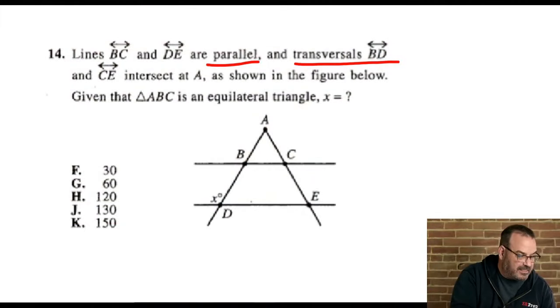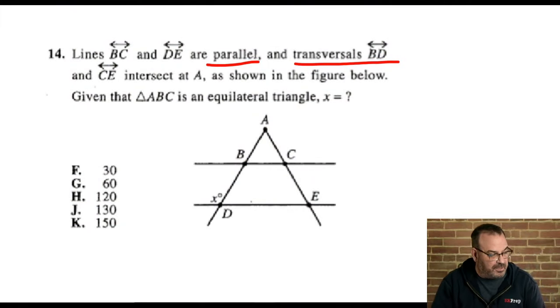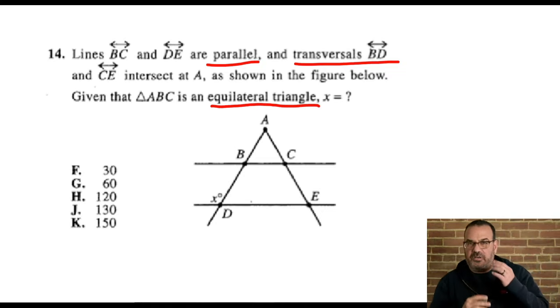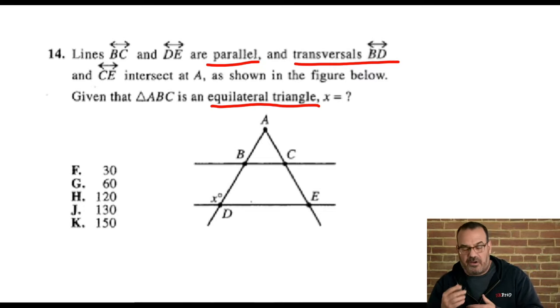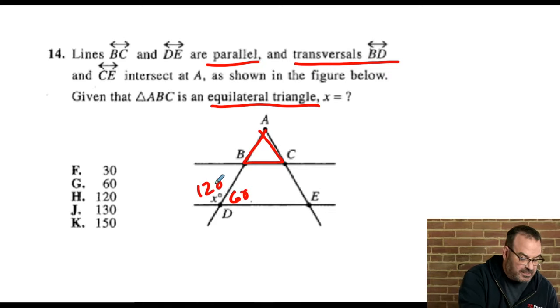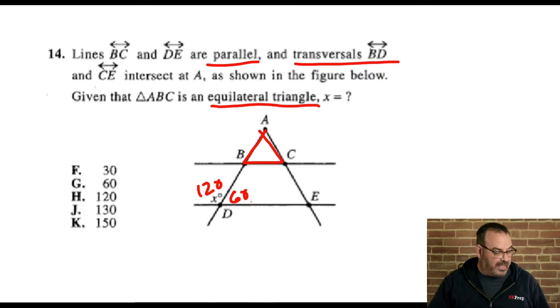And lines BC and DE are parallel. Love the word parallel. And transversals BD and CE intersect at A, as shown in the figure below. Given that ABC is an equilateral triangle, notice triangles and lines flow together often on the ACT. We have an equilateral triangle, parallel lines and transversals. This is 60. That's a supplementary angle. It's 120. Nate, I am definitely sending this off to you. You have to watch it.